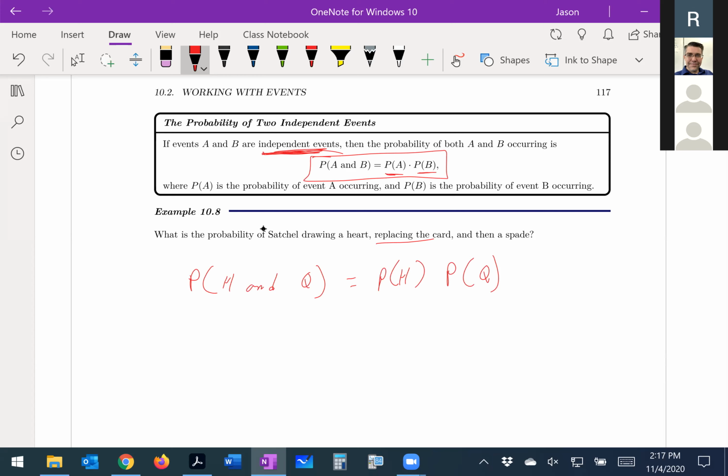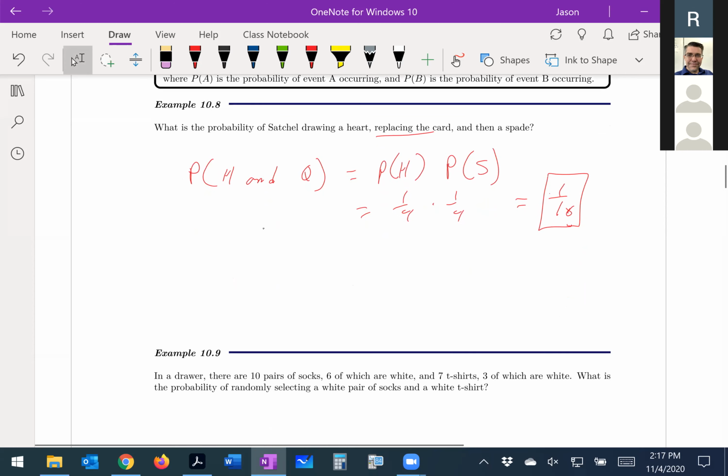So what's the probability of getting a heart? 1 out of 4. What's the probability of being a queen? 1 out of 4. Oh, that's right, sorry, this should be spade. 1 out of 4. And so that's just 1 out of 16, which we saw before. Pretty easy.